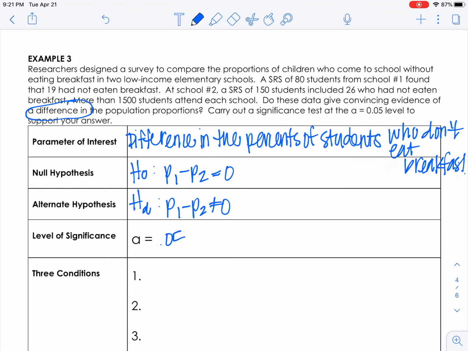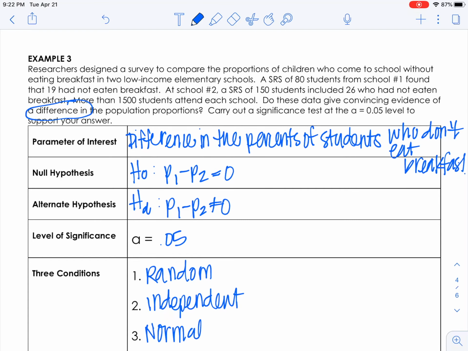This is 0.05. Then our conditions. We're still working with random, independent, and normal. Okay, it's a simple random sample. And then for normal, we need our percents.